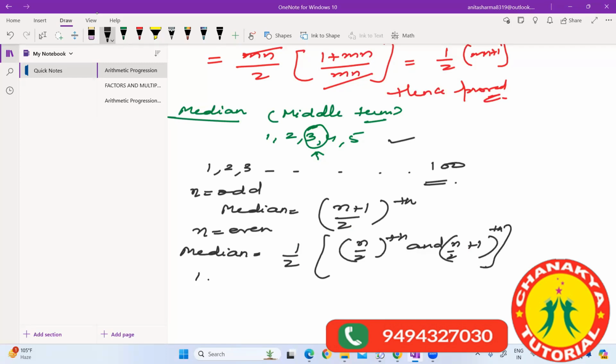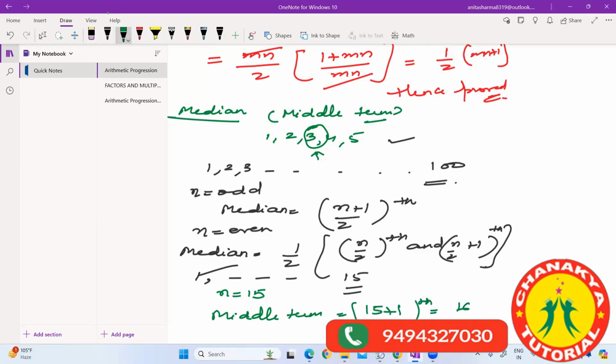See, suppose you have 1 to 15 terms, and we have to find the middlemost term. So how will you find it? The value of n is 15. Then your middle term will be (n plus 1) by 2, so (15 plus 1) by 2th, which is 16 by 2, the 8th term. So whatever the 8th term is, that will be your middle term. Have you remembered now? Yes, ma'am.